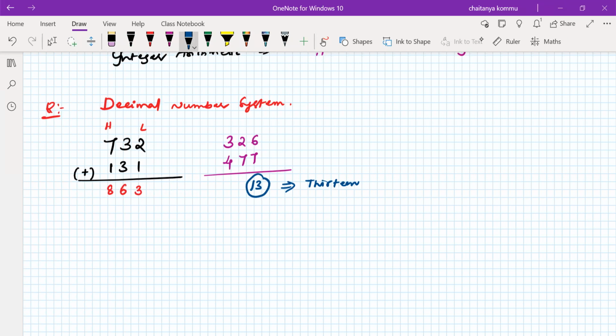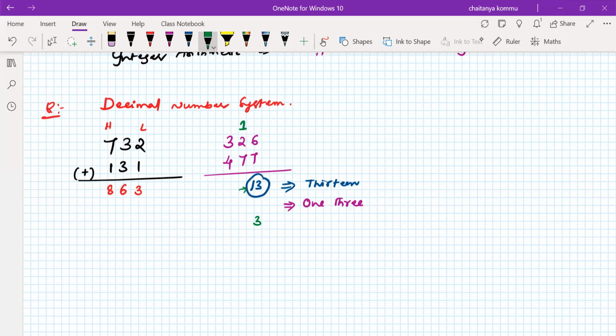Actually, when we add two single digits, we should get only a single digit. But here two digits have come. So instead of saying thirteen, we need to call it 1, 3. Two digits are there here. So what we have to do is keep this LSB position value as it is, like 3, and send this 1 to the upper position.